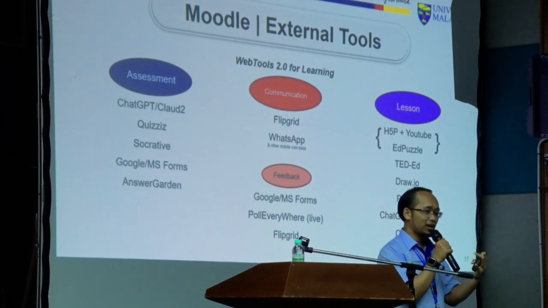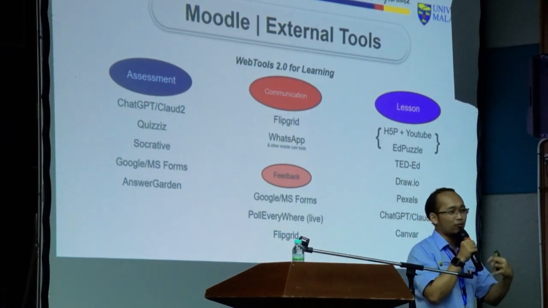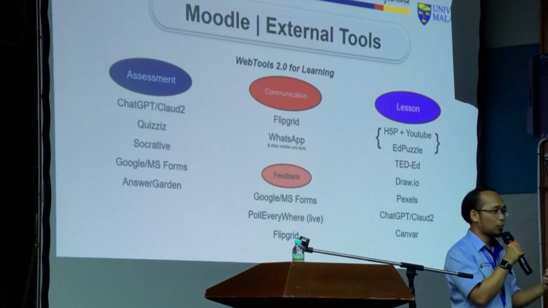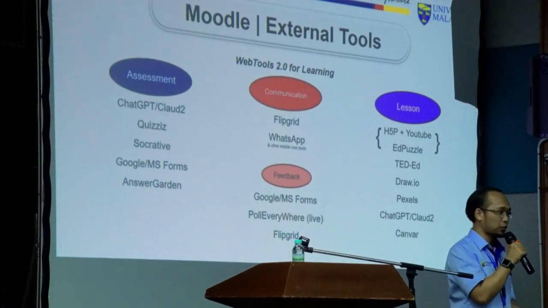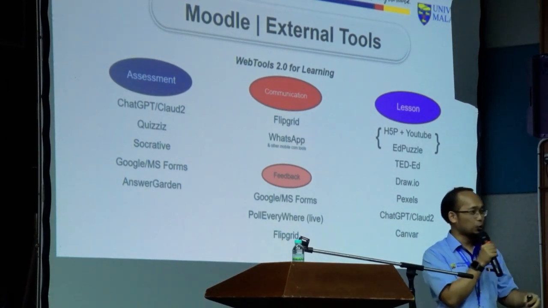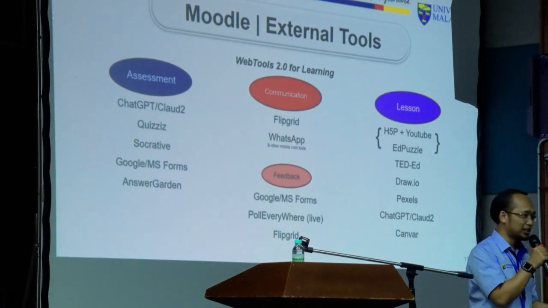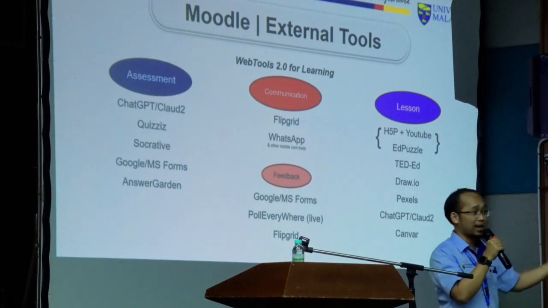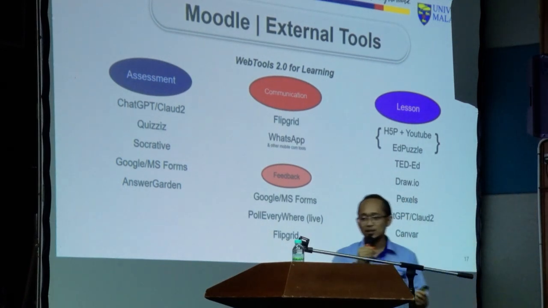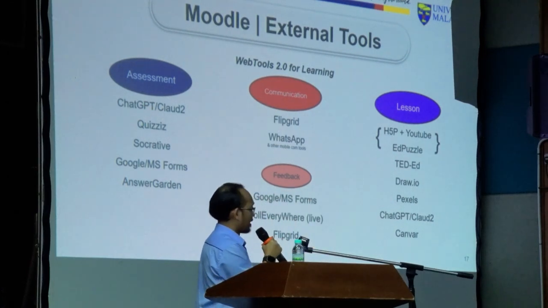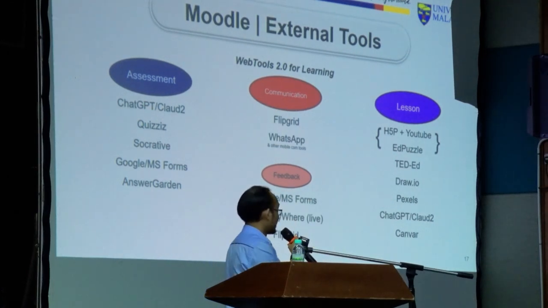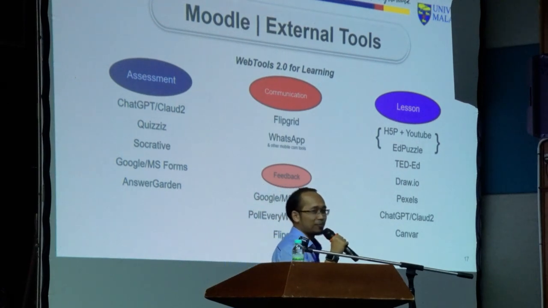Okay? So like Prof. Andy also mentioned, to try and avoid students from cheating and whatnot, one way is to have a question bank. If your question bank is only 20 questions, ask ChatGPT to create another 20 or even 80 questions. So now we have a bigger question bank. Okay? So that is for assessment. And just talking about this can take a lot of time.